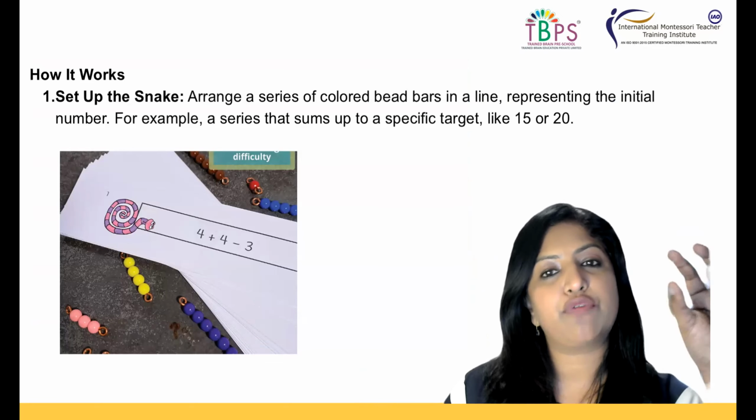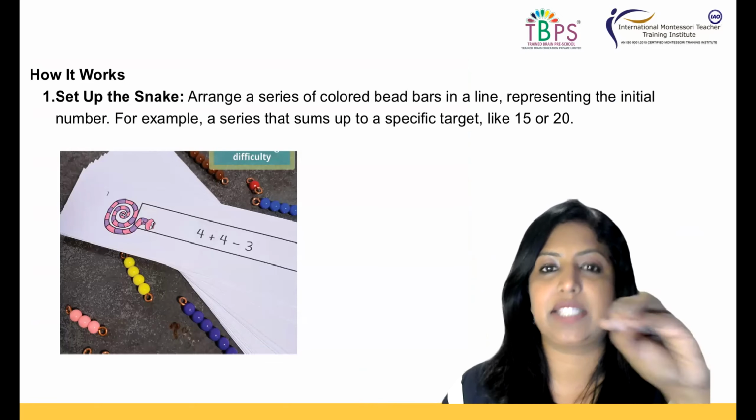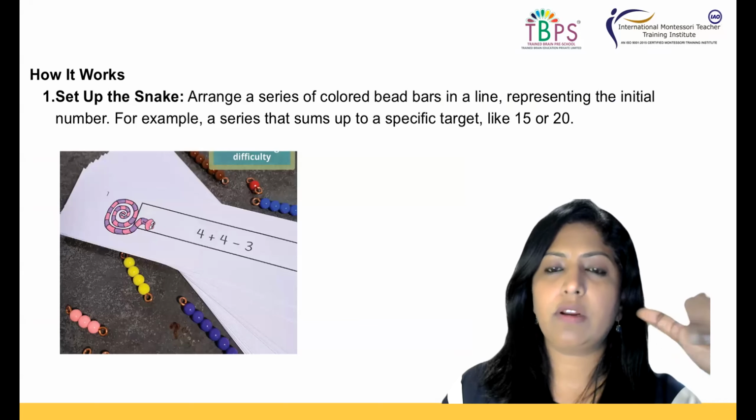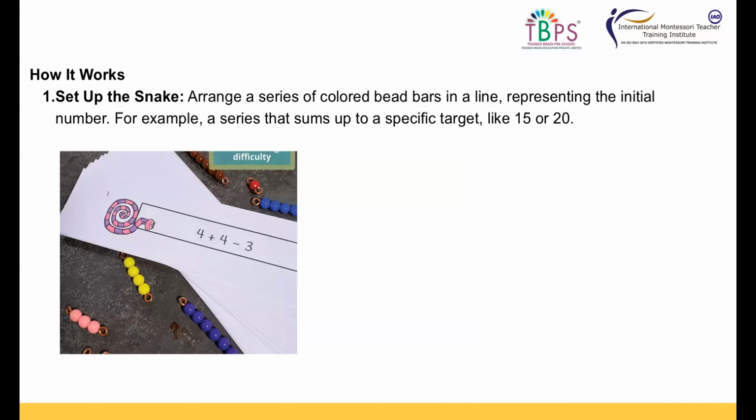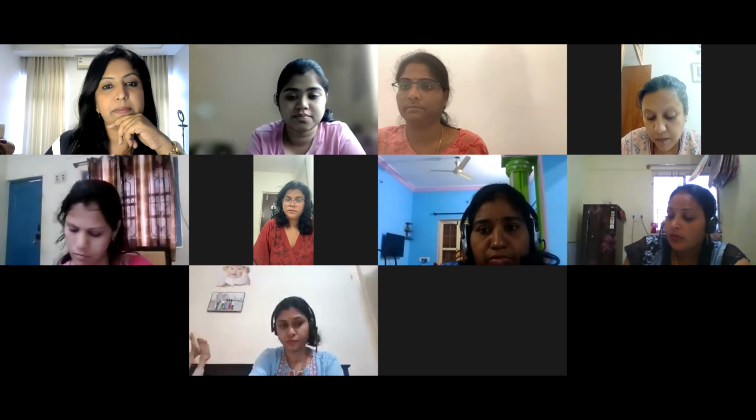My first statement is 4 plus 4 minus 3. So how should I do this? What do I do here? Can somebody explain it to me?